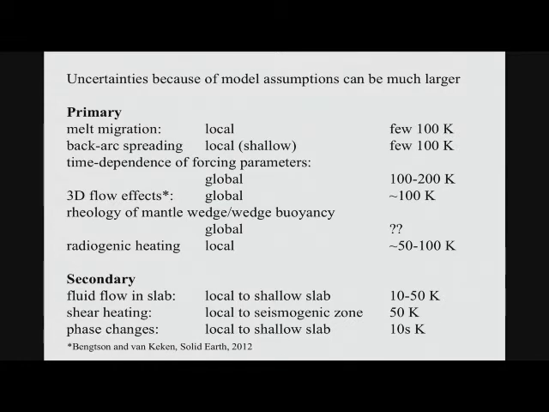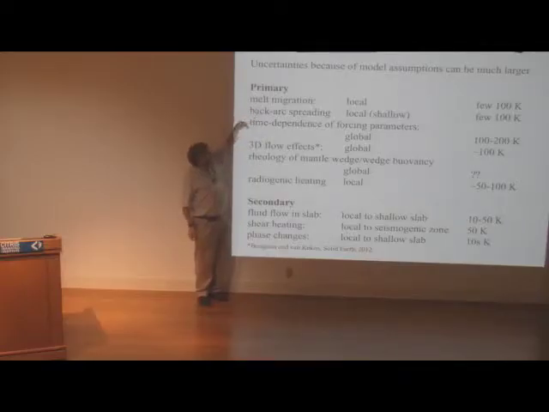Are these plus or minus temperatures, or are they just saying they're variable? Depends. I mean, this is melt migration. It takes heat from deeper down and produces more shallowly. So shallow heats up. Back arc shallow heats up. Sorry, time depends on forcing parameter.